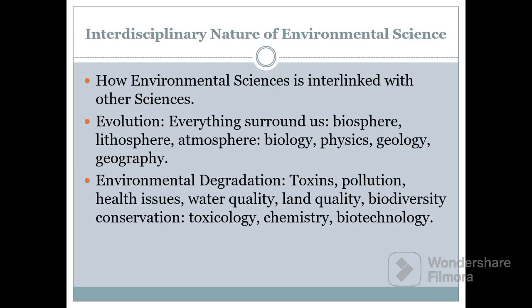Third chapter is interdisciplinary nature of environmental science. Means we call again and again that environmental science is a multidisciplinary subject. It means that many subjects have contributed literature for environmental science to become a subject. Like we study in this chapter how environmental science is interlinked with other sciences, how it has evolved as a subject. For example, when we define environmental science, we say everything that surrounds us is environment, like biosphere, lithosphere, atmosphere, biology, physics, geology, geography.